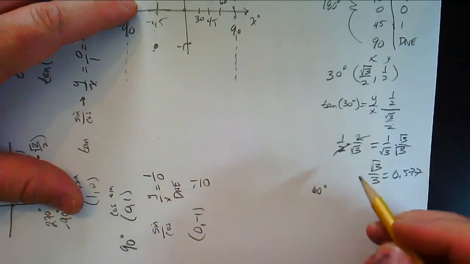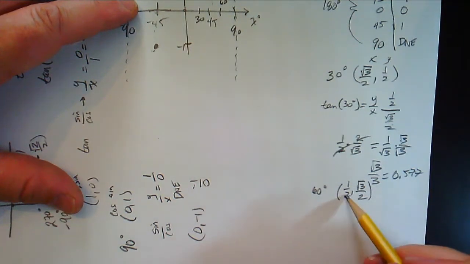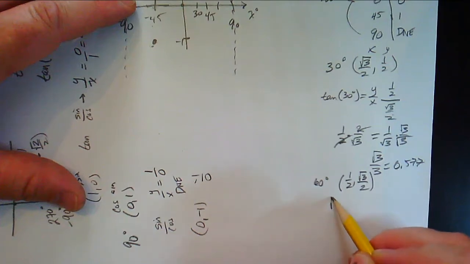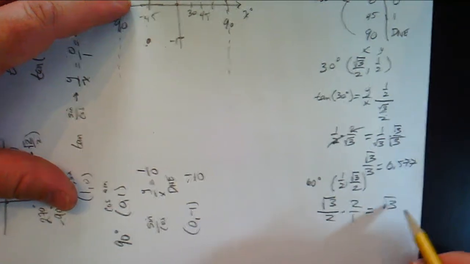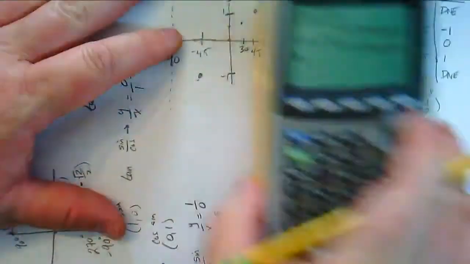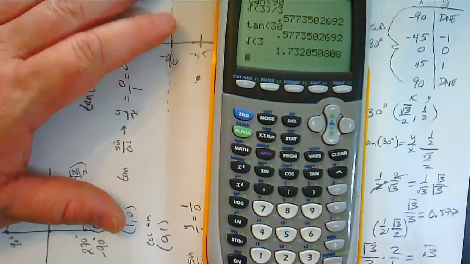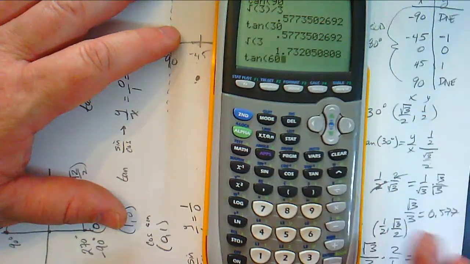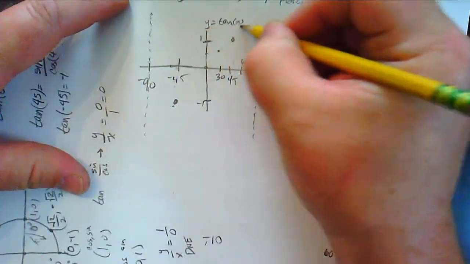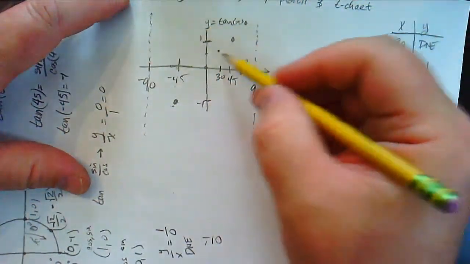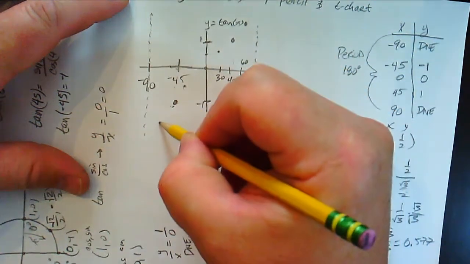Now 60 degrees has the same values, just in opposite positions, right? So this is cosine and this is sine. So if we calculate tangent, it's going to be the square root of 3, which I think is about 1.7 something. So let's find out. Square root of 3, 1.7, right? And tangent of 60, 1.7. We're good. So 60 was 1.7. That's going to be way up here. And we're going to have those same values, but negative over here, at 30 and at 60.